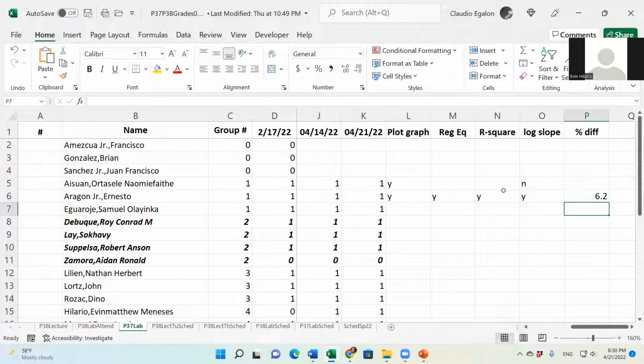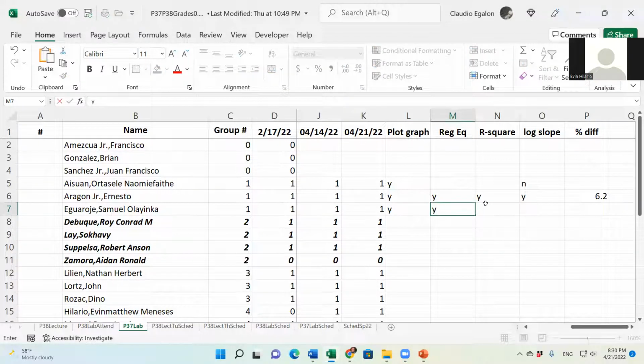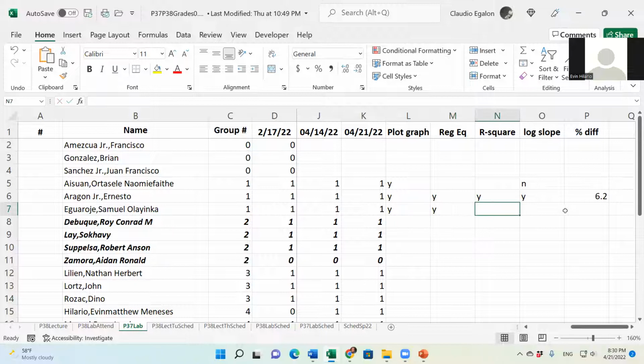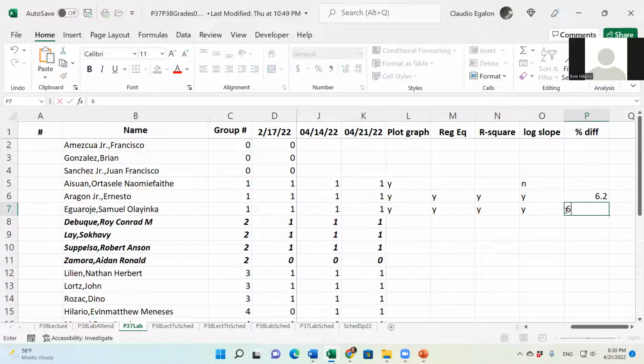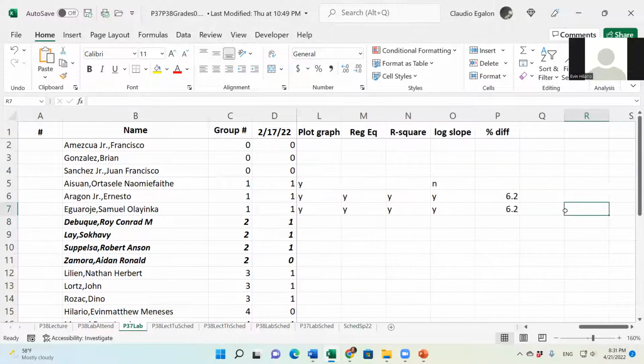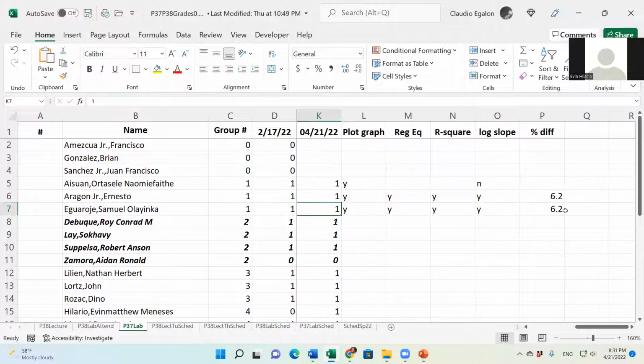Okay, good. Samuel, did you plot the graph? Yes, I did. Did you get the regression equation? Yes, I did. And R square, I presume you got R square too, right? Yeah. And did you log the slope in the last table? Yes. Okay, and you get the percentage difference. I got 6.2182. Okay, just like your group member. What are you doing right now? Right now, I'm not doing anything. I'm just in the graph.